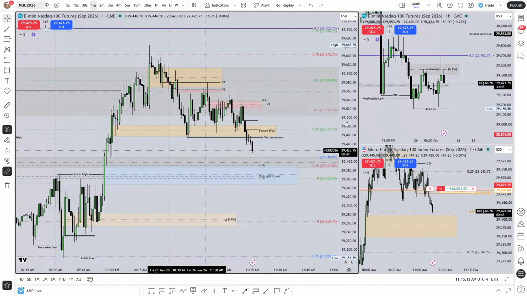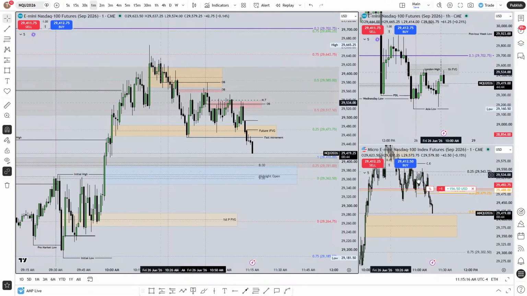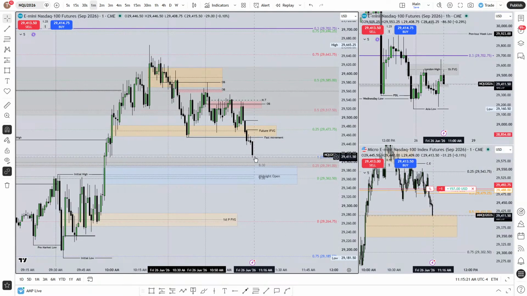Okay, that's the fast movement that I'm looking for. Or not necessarily fast, but the order displacement filled. Open up and just go. Okay, so we just hit the high of that.